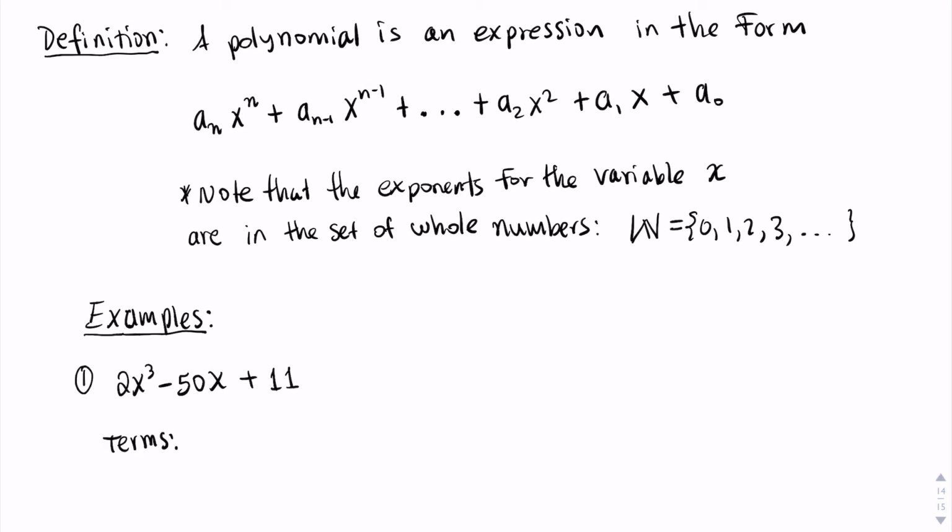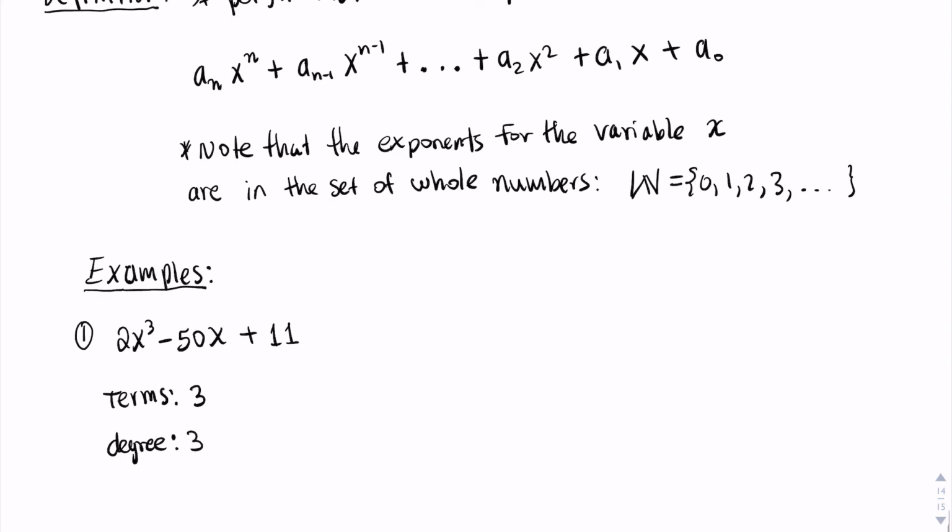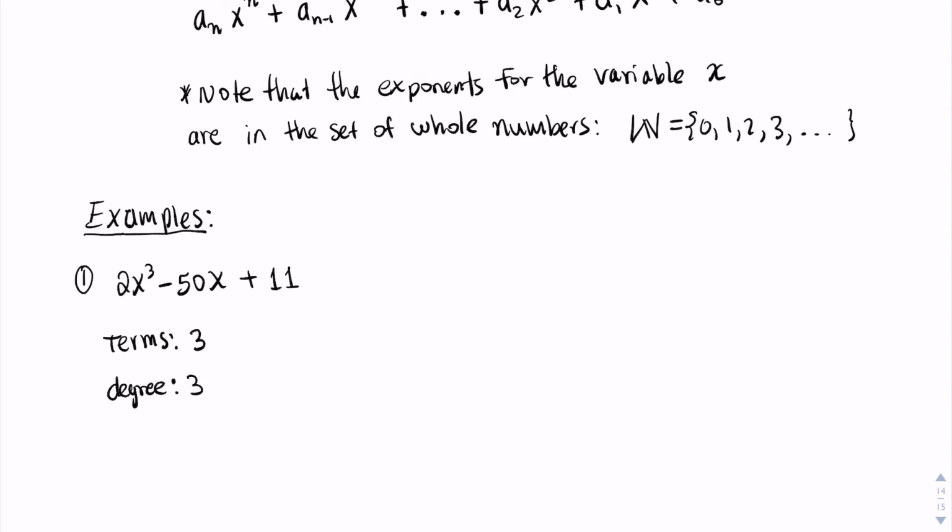Terms are three terms. And what would be the degree of this polynomial? Yeah, the degree will be not the number of terms. It will be the highest exponent that we see, right? The highest exponent in this case is 3. And so you can see that it's a polynomial with 3 terms, and the degree for this one will be 3. I can say a little bit more about this one, but for now this is good enough.